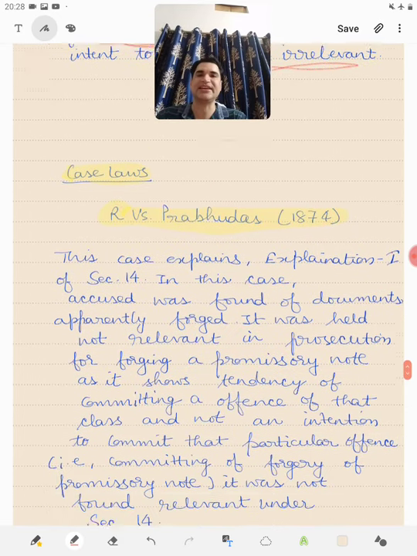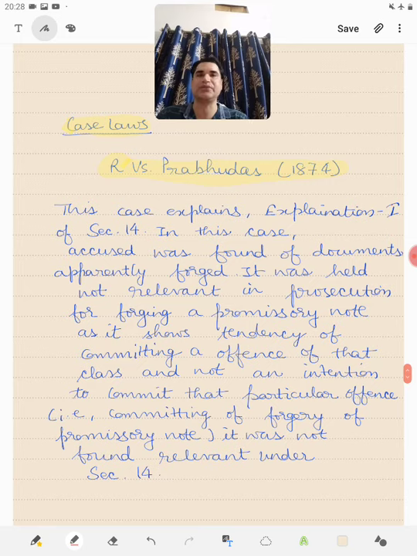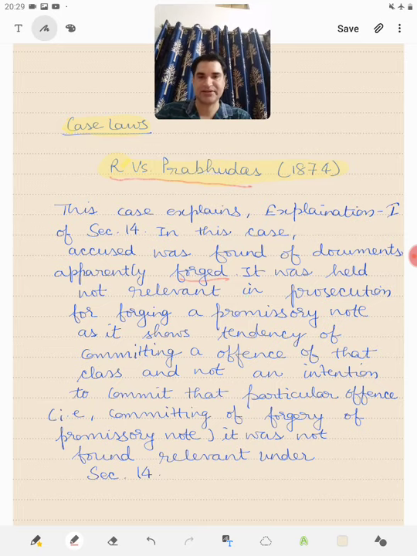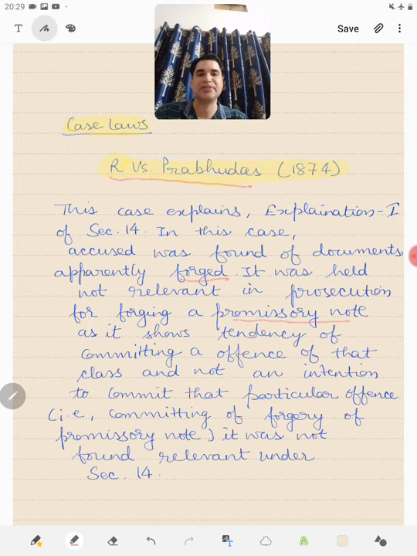Now we will see certain case laws with regard to section 14. One is R versus Prabhudas. Now this was a case of forgery, and it was found that earlier also he had made some forged document, but that was not considered relevant because it was again a general tendency and not with respect to that particular offense.